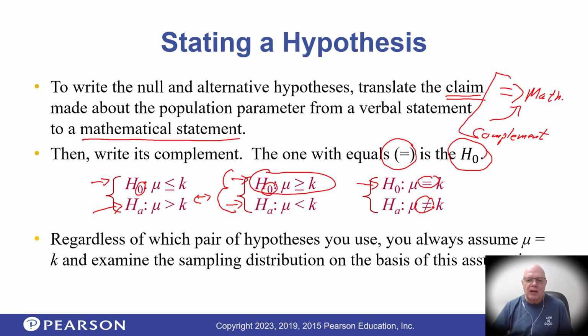Always assume mu equals k, and we're going to talk about the population mean first. So focus on that, and we're going to assume that mu equals k. Don't worry about that. Understand this, you'll be in good shape.